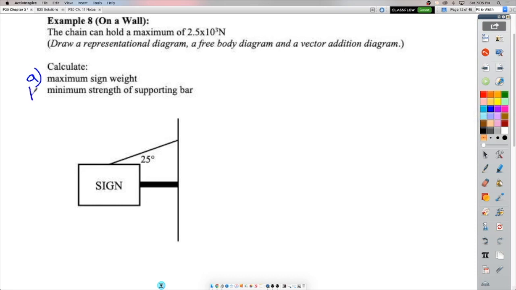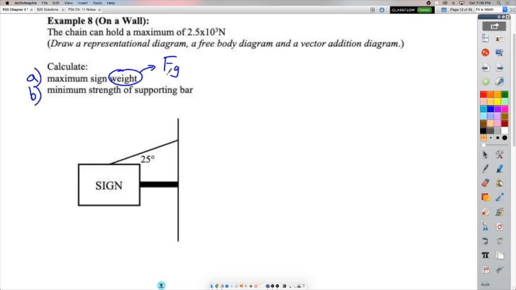And what is the minimum strength of the supporting bar? So that's this thing right here. What is the minimum strength of that? Because that's important to consider too. Okay, weight, what is that, right? Yes, we could say W, but for the most part, we actually call it Fg, right? The force of gravity, that is weight, okay?